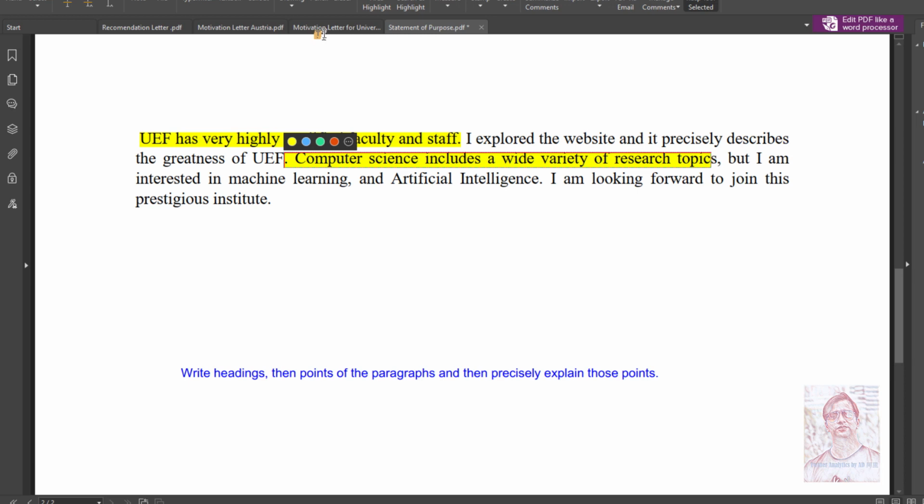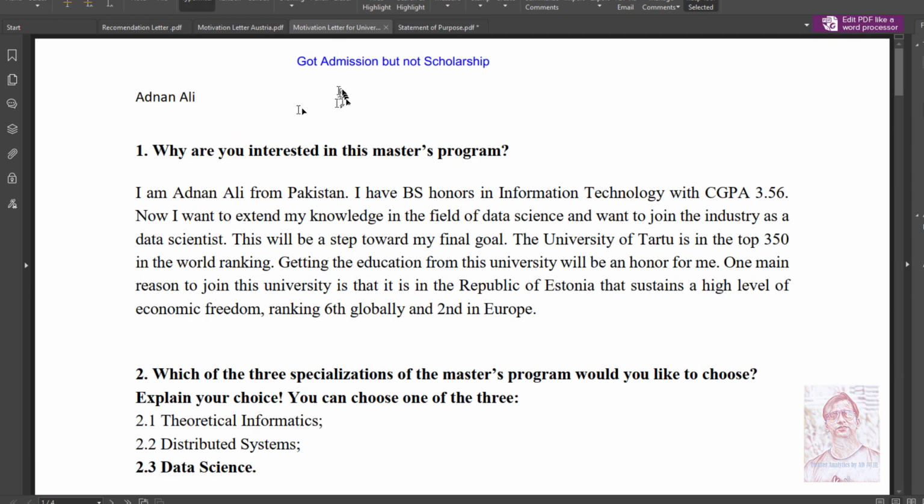Now let's move to the other. This one got me admission but not scholarship. So this university actually gave some questions. So these are their questions. Why are you interested in this master program? And you can read that if you want to read.